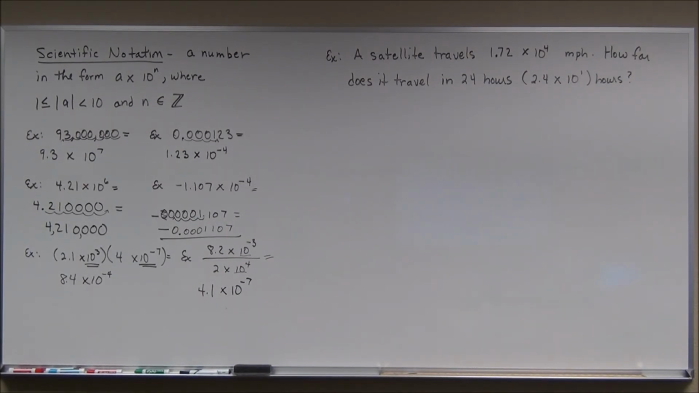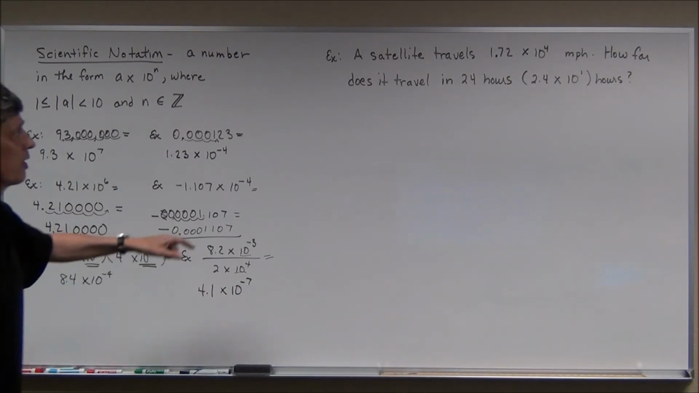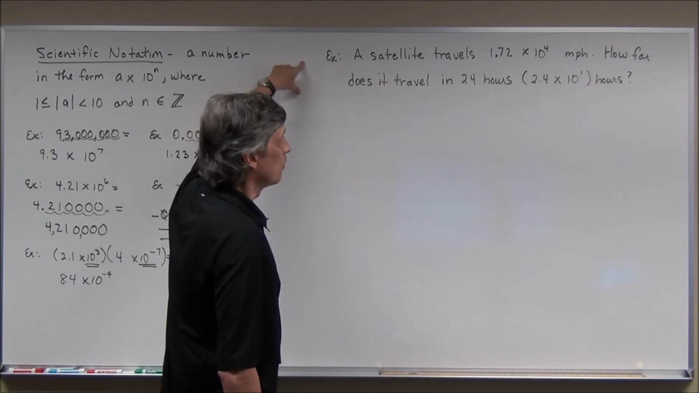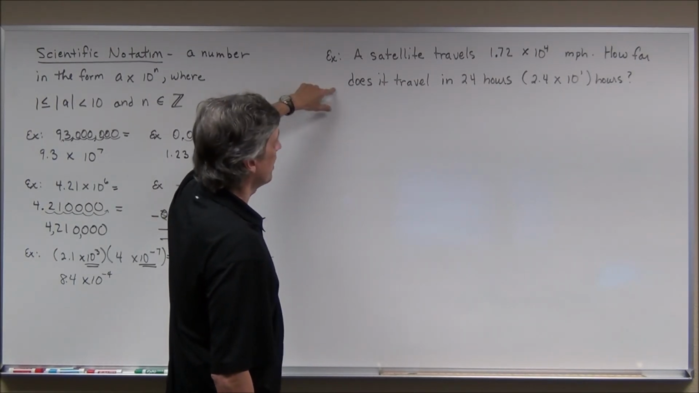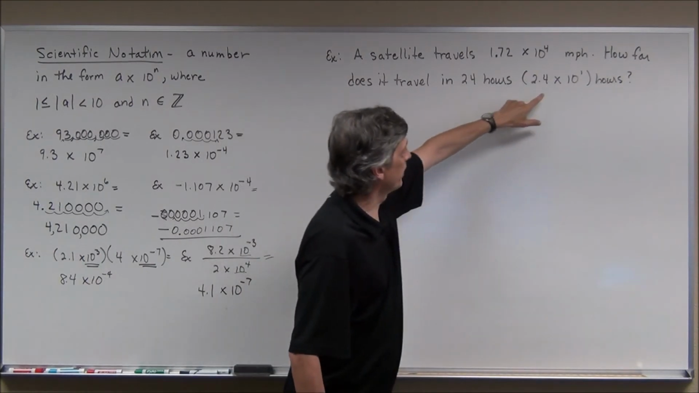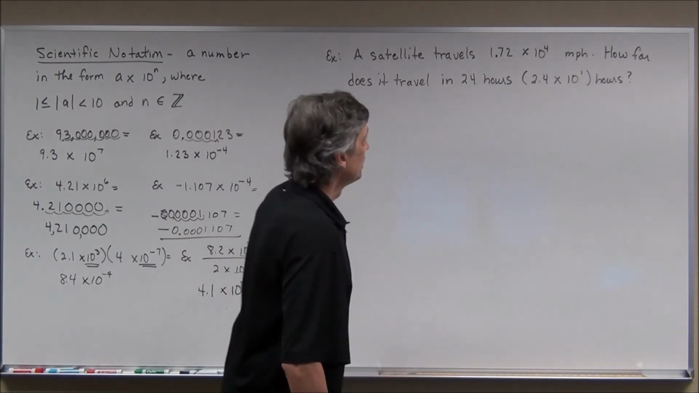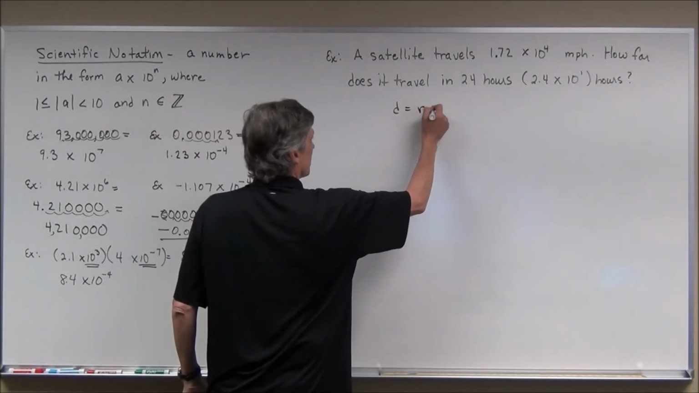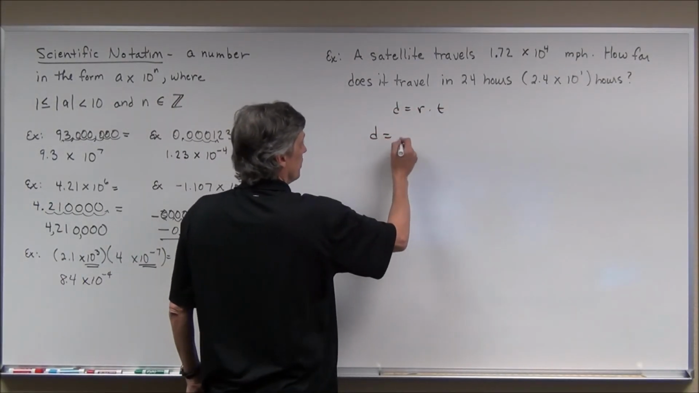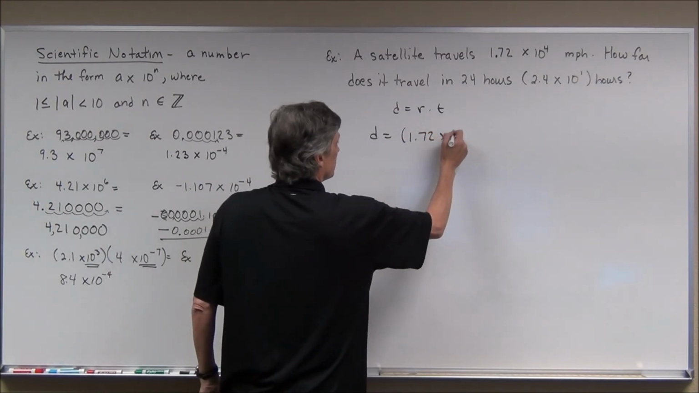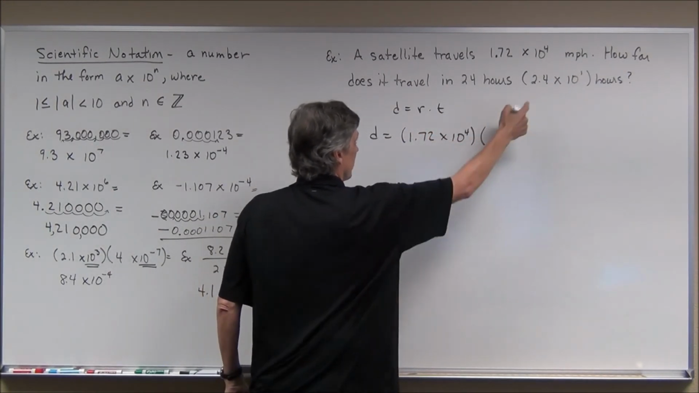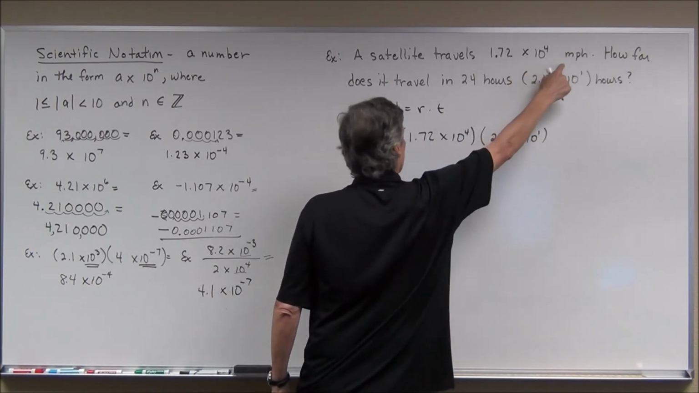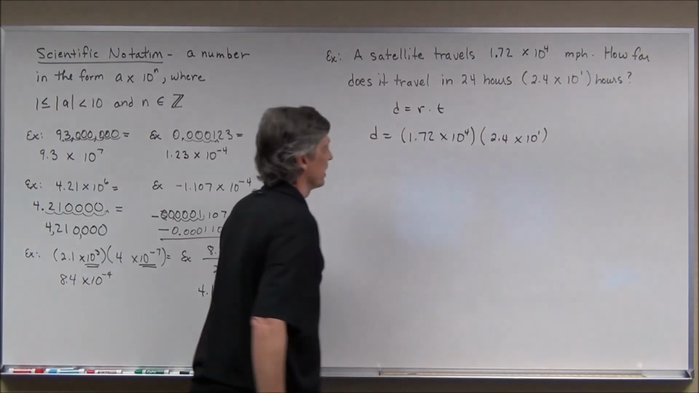One last example, a quick application. It says a satellite travels 1.72 times 10 to the 4th miles per hour. That's moving right along. How far does it travel in 24 hours? I went ahead and wrote the 24 in scientific notation. So to multiply and find the distance, we use the fact that distance equals rate times time. So my distance would be 1.72 times 10 to the 4th times my time, or 2.4 times 10 to the 1st power. This is in miles per hour and this is in hours, so the units match up okay.